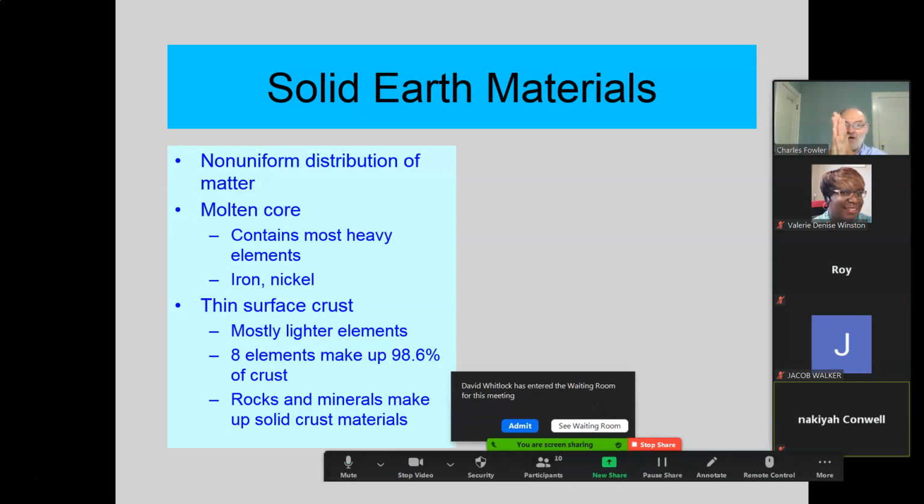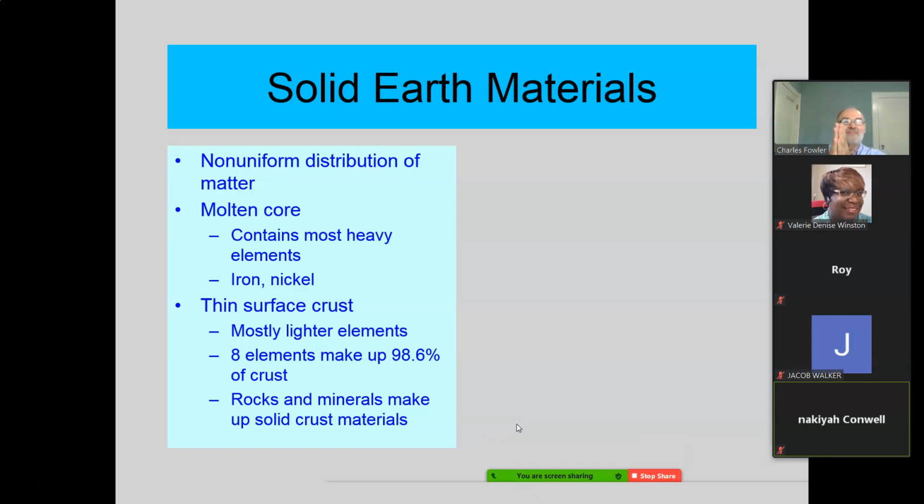And it's always moving. Here's David again. He must be having trouble staying in class, okay? Hopefully he'll get back in, okay?